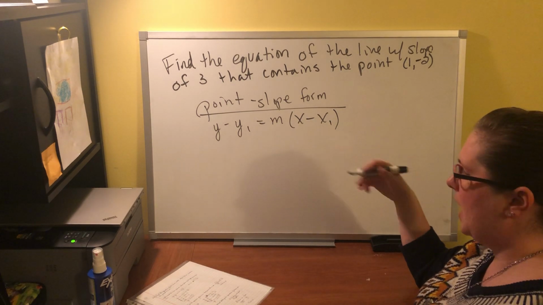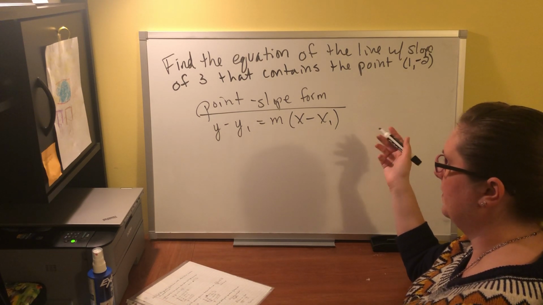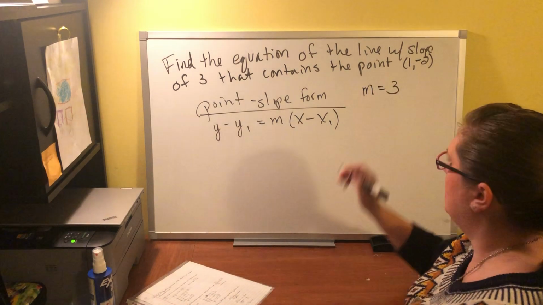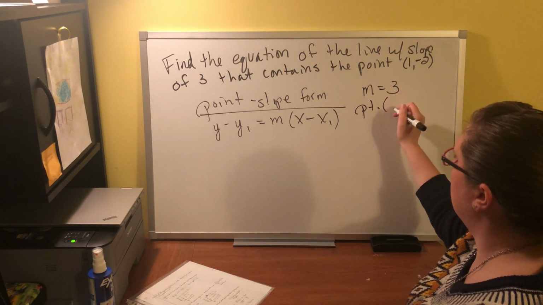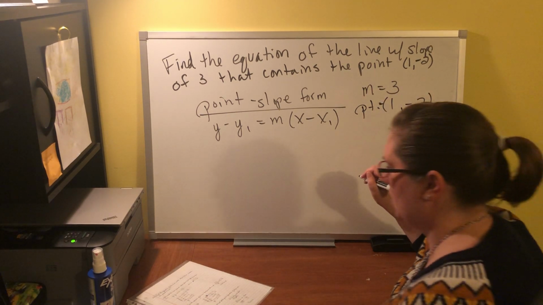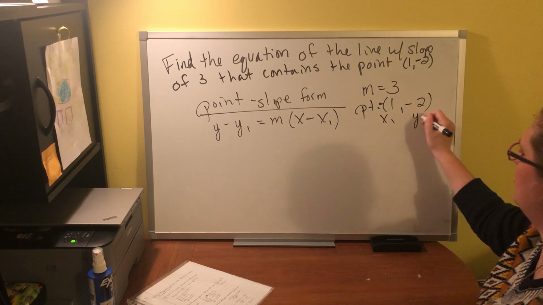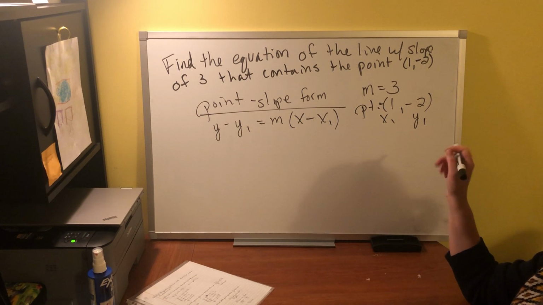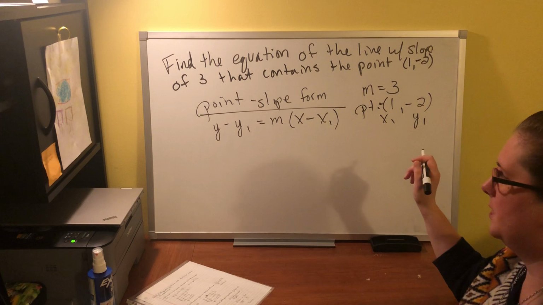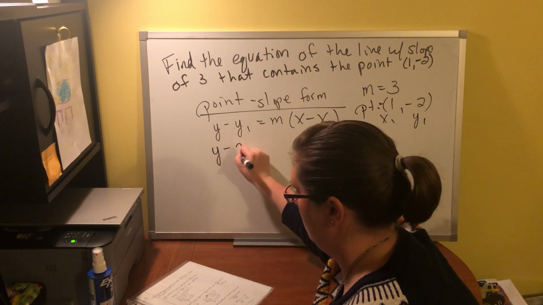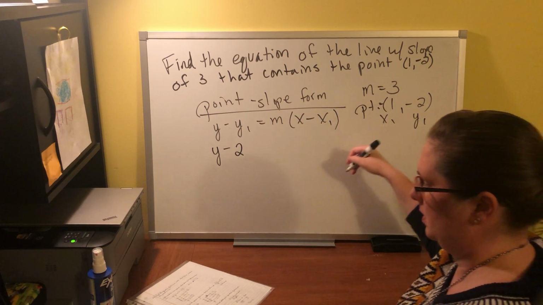So we have information that we're going to be able to substitute in. We have slope. They gave us slope. Slope's 3. Not a big deal. Now, they gave us a point of 1, -2. So this is going to become your x sub 1, y sub 1 that you're going to substitute back in, okay? The other y, the other x are going to stay. But this is your x sub 1, y sub 1. All right, they're going to substitute in. So now we have y minus -2.